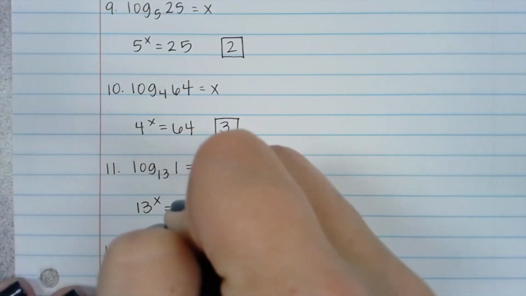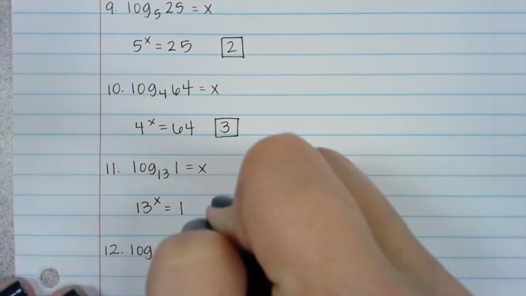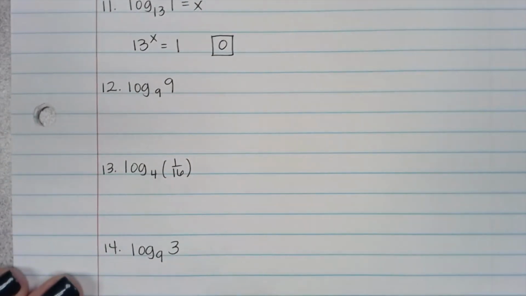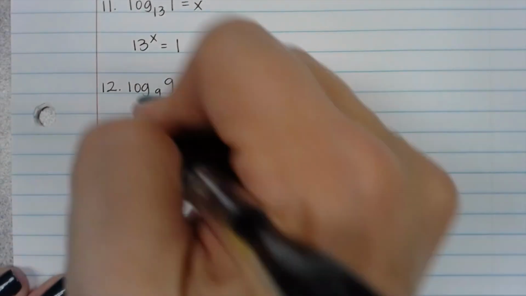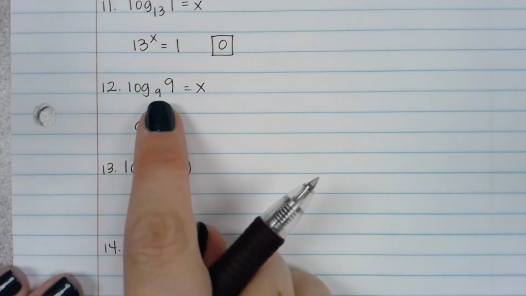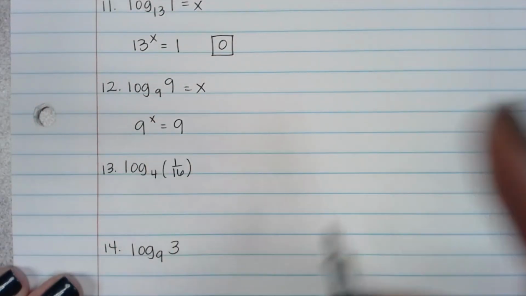13 to what power gives you the number 1? And the answer for that one would be 0, because anything raised up to the 0 power is equal to 1. And so the rest of these continue. They start to get a little bit trickier here in a bit when they have fractions and negatives and things like that, but it's the same pattern. 9 raised up to what exponent gives you a 9, and so that would be the number 1.